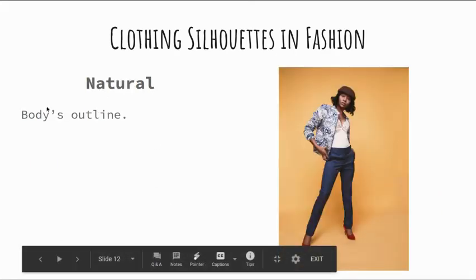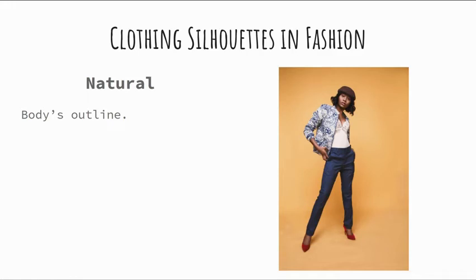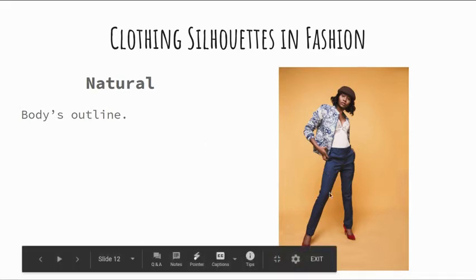The natural is your body's outline. So this is equivalent to wearing the skinny jeans or jeggings, leggings, if you were to do the more fitted tops and stuff like that. So the natural is just the actual body's outline. You're not enhancing anything. You're not covering up anything. So again, that would be the extremely tailored pants, the tight fitted shirt as well.